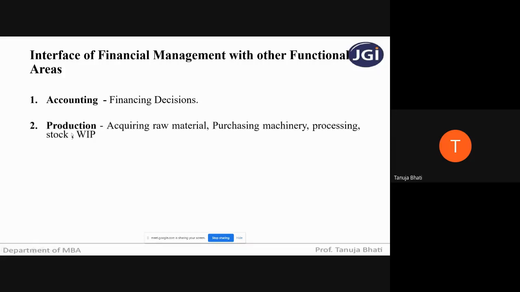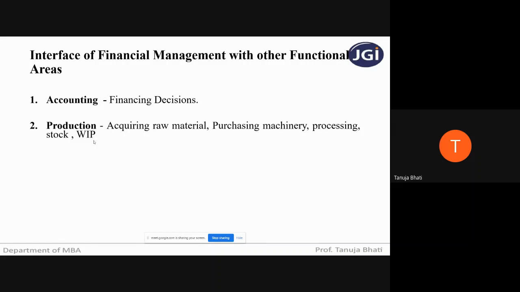Next, production. How is financial management related to the area of production? Once the funds are there, only then will the company be able to procure the raw materials, purchase the machinery, do the processing, take care of the stock, and take care of the work in progress. Because financial management is the base through which different areas or different departments of the organization work.